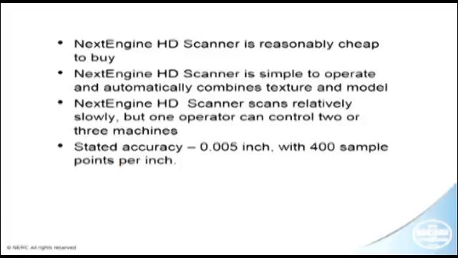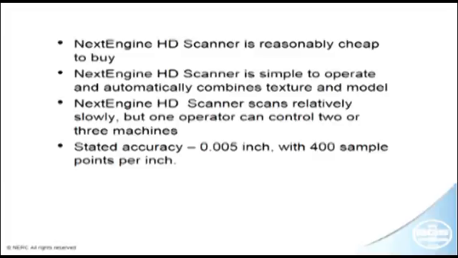I have to say too that the Next Engine is very simple to operate, and it will automatically combine the textures with the model. So a lot of things that in other systems are much more complicated, it will do fairly simply. It is relatively slow, but because you can set it up on the fossil on the turntable and then leave it to run, it can tick away for an hour or more, stopping, scanning, rotating, stopping, scanning, and so on. And then it automatically stitches those together to make one scan. You then have to reposition it and repeat that. But it's quite easy for one operator to control at least 2, maybe even 3 machines.